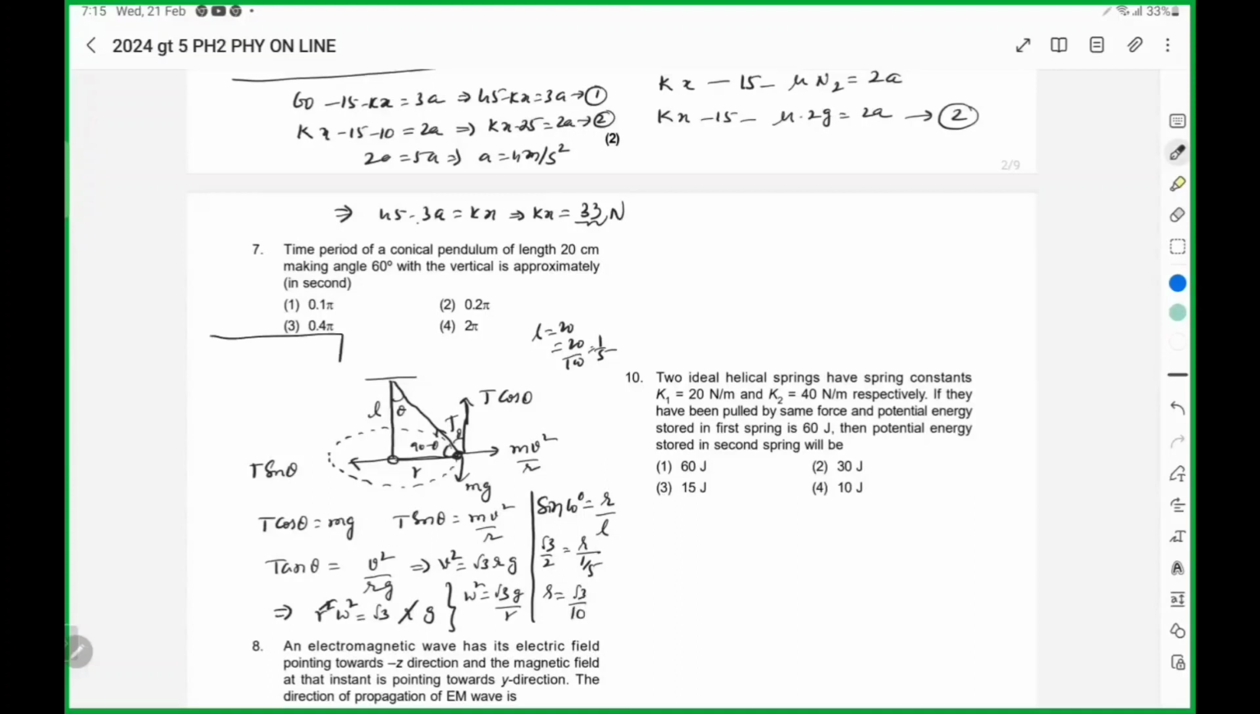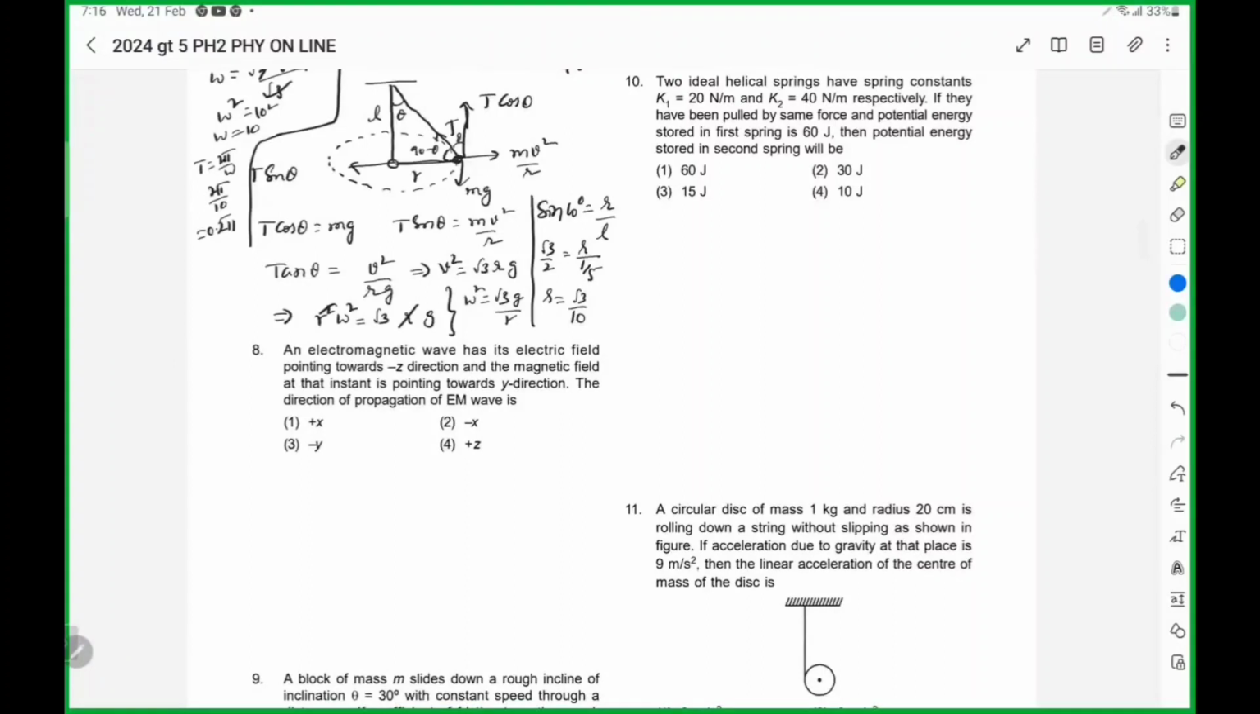So from here, omega square is root 3 g by r. R is nothing but root 3 by 10. Omega square is 10 square. Omega is 10. Time period is 2 pi by omega. So that is 2 pi by 10, 0.2 pi. This is the answer.